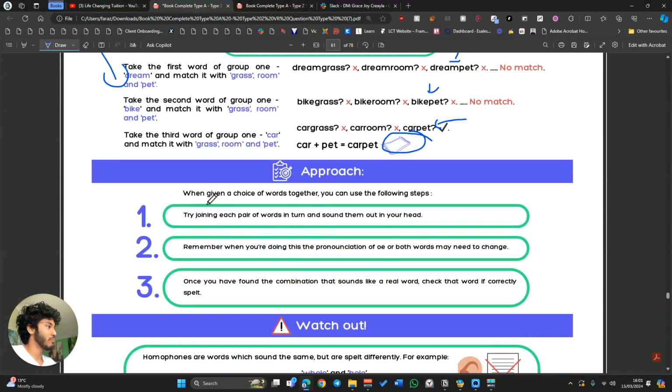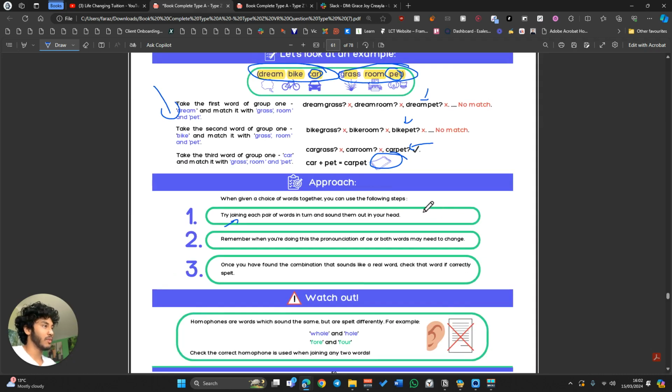Let's look at the approach. When given a choice of words together, you can use the following steps. So try joining each pair of the words in turn, sounding them out in your head. Sounding them out in your head is what you're naturally going to do, but sometimes you want to write them out as well. You might not be able to figure out the actual word without writing it down.